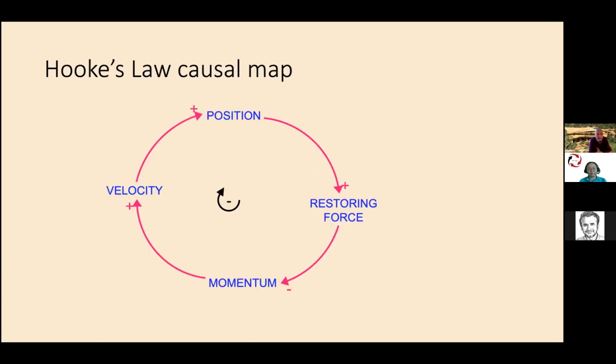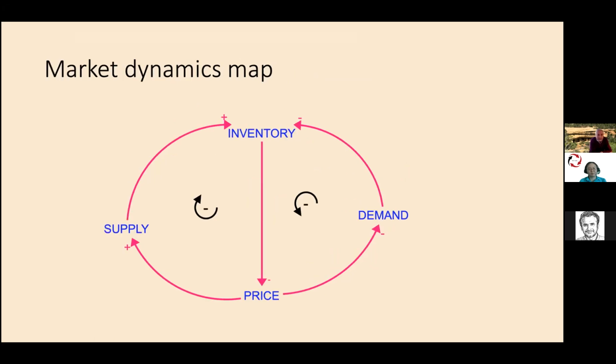Now, I'm giving you some homework. This is the feedback map of the Hooke's law. And here's the feedback map of the market clearing system. And I've shown you the models. I'll make available this PowerPoint.